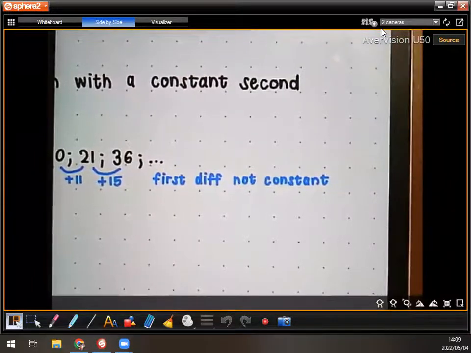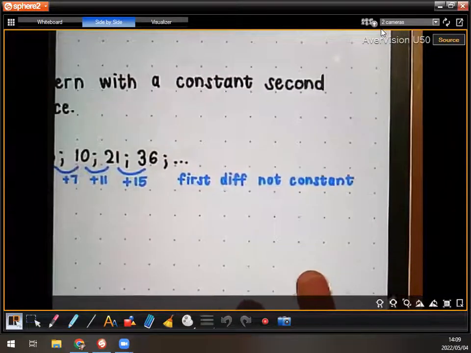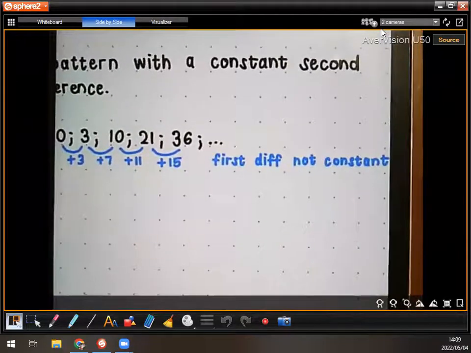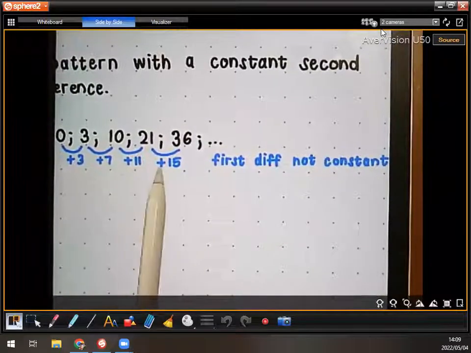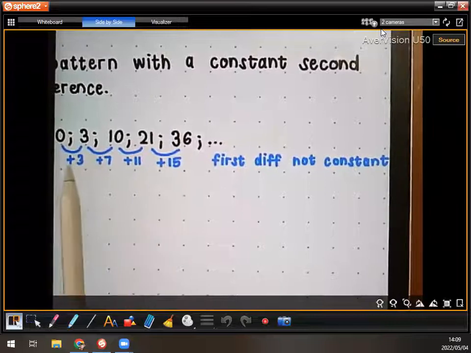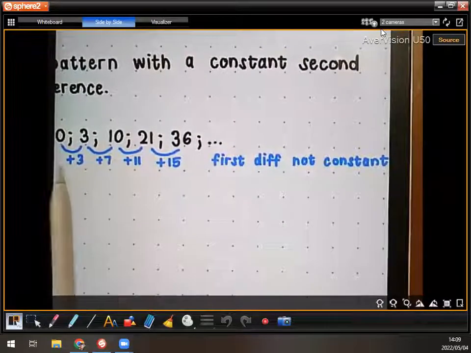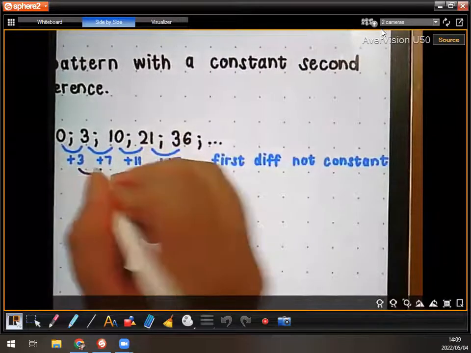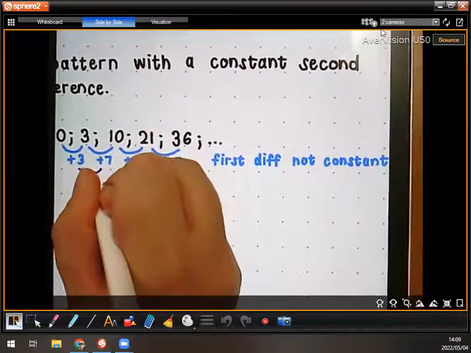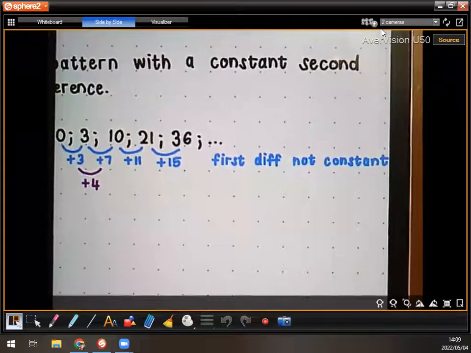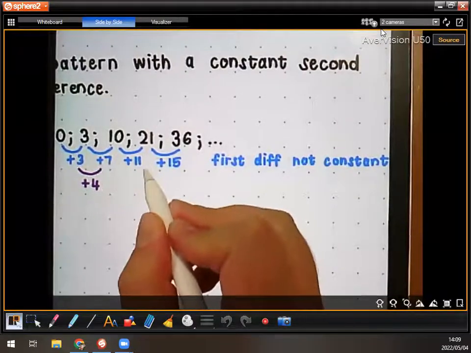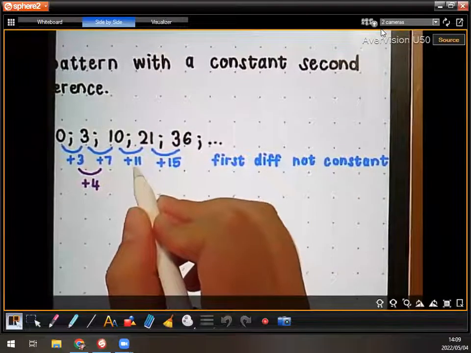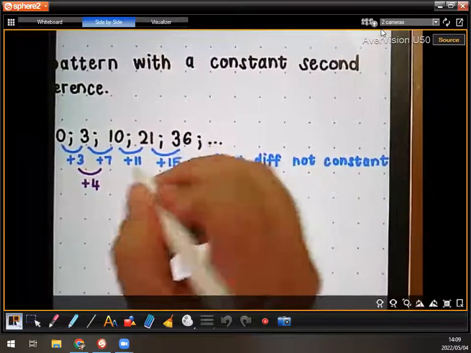So I'll do that in a different color. Now you're actually going to look at the difference between your first differences. So from 3 to 7. What am I adding from 3 to 7? 4. So my second difference here is 4. What am I adding from 7 to 11? Also 4, hey?